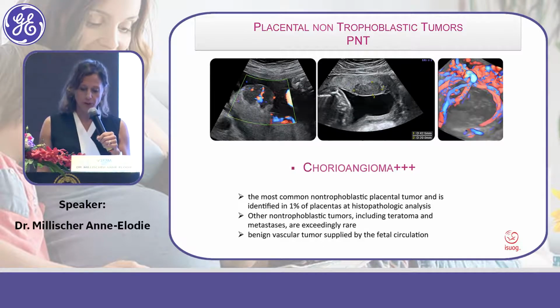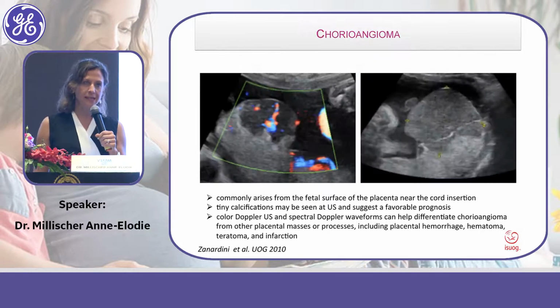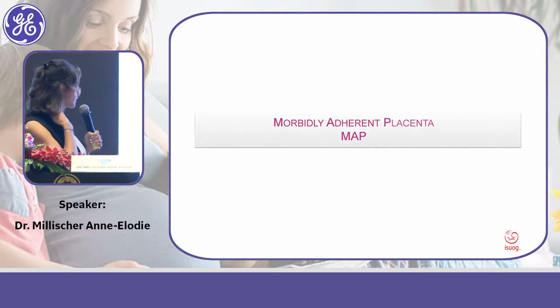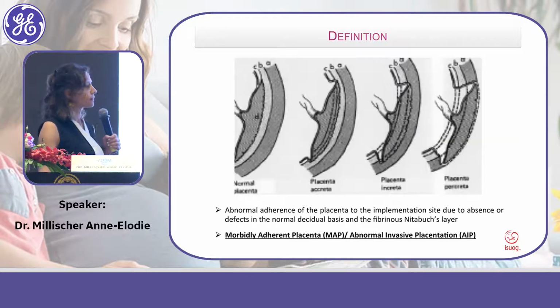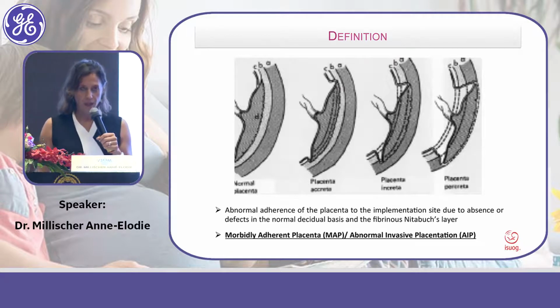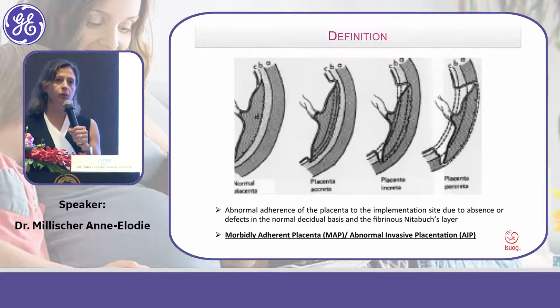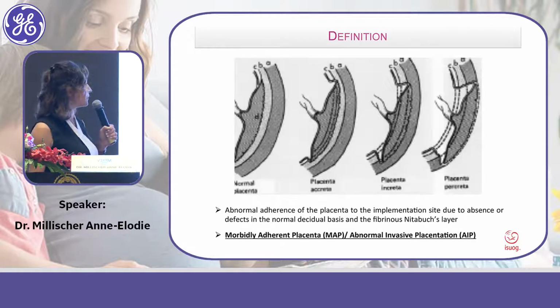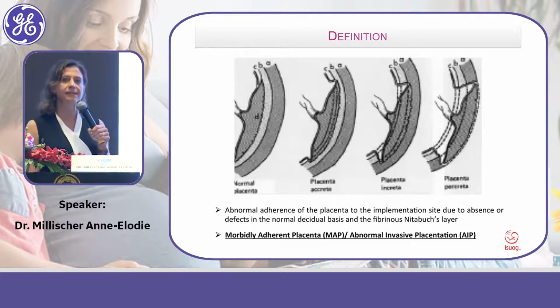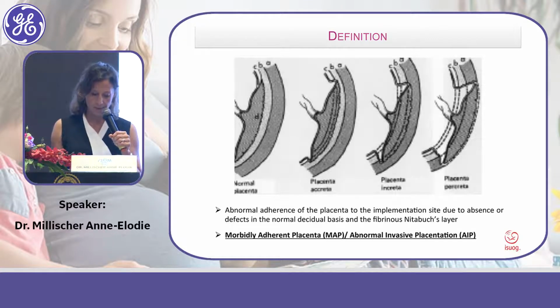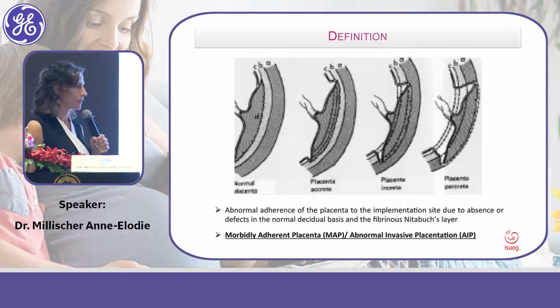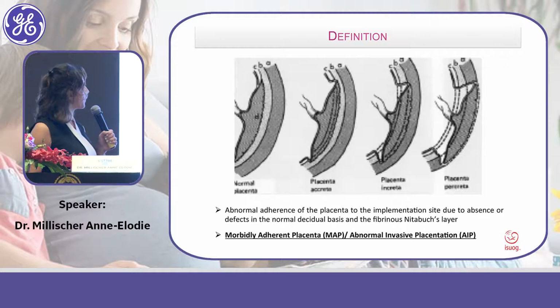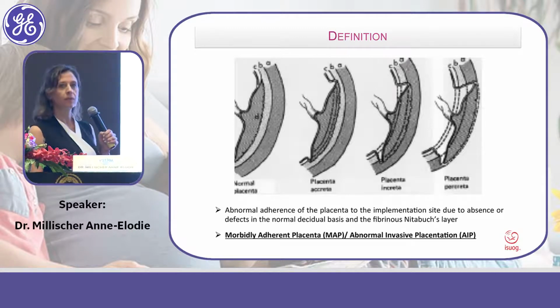The most important point in the placental disease is the presence of possible morbidly adherent placenta. Và cái bệnh lý mà quan trọng nhất trong ngày hôm nay đó chính là tôi sẽ nói đến cái nhau bám bệnh lý. Nowadays we use this term, we prefer to use this term, morbidly adherent placenta or abnormal invasive placentation instead of placenta accreta. Mình có thể dùng những cái thuật ngữ khác nhau như là nhau bám chặt, morbidly adherent placenta, hoặc là một cái nhau xâm lấn bất thường, abnormal invasive placentation.